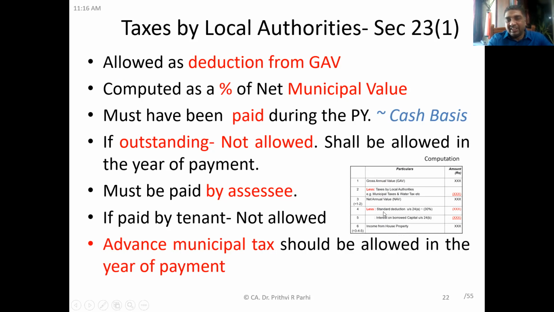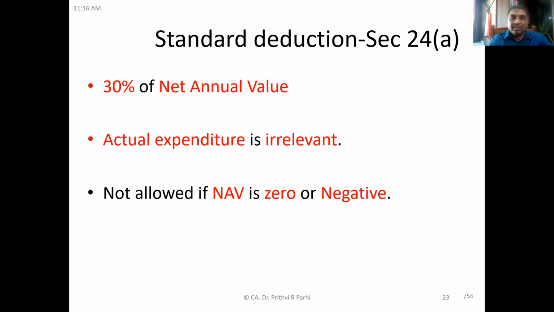Next, what is the next deduction? Can you read it here? Small font. The standard deduction under section 24. So under section 24A and under section 24B, there is the standard deduction, and the other is interest on borrowed capital. These two deductions have to be made.